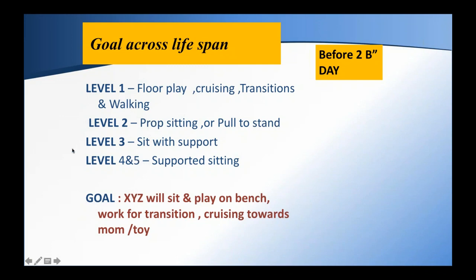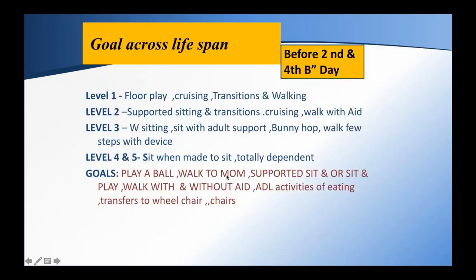These 2 levels will function without support, but these kids will not function without support. And they're going to really require support throughout their lifespan. Again, between the 2nd and 4th birthday, it's the same. They may play ball, walk to mom, those who are 1 and 2. But otherwise, they are going to really need a lot of support for 4 and 5. So please, classification is very important.